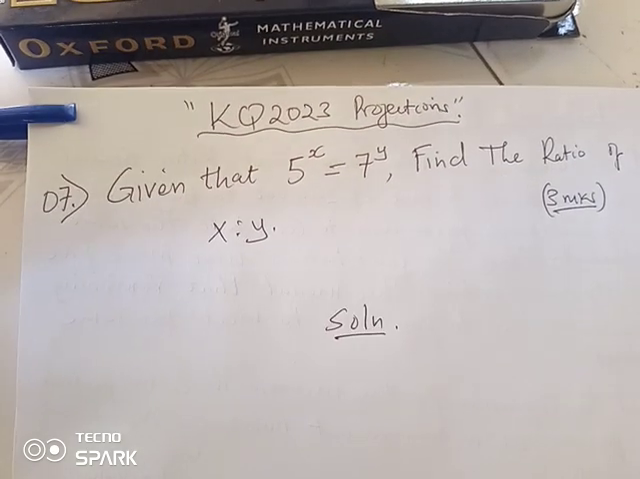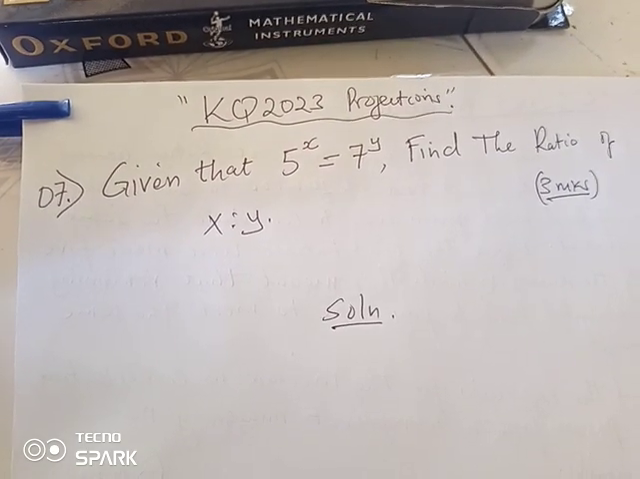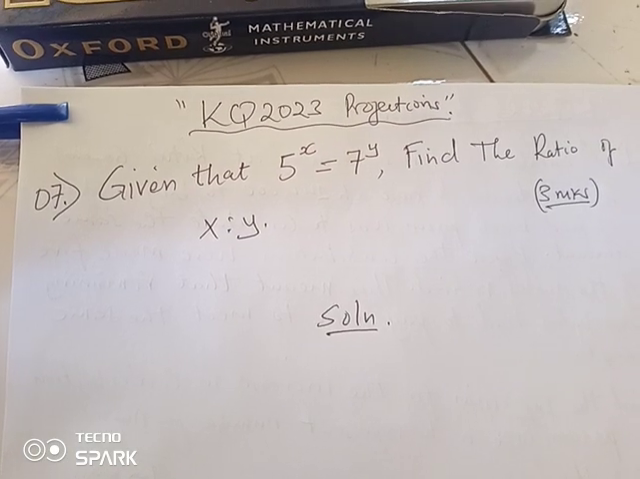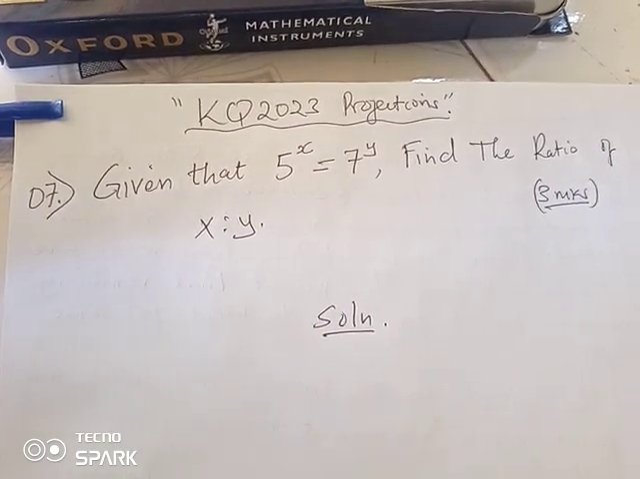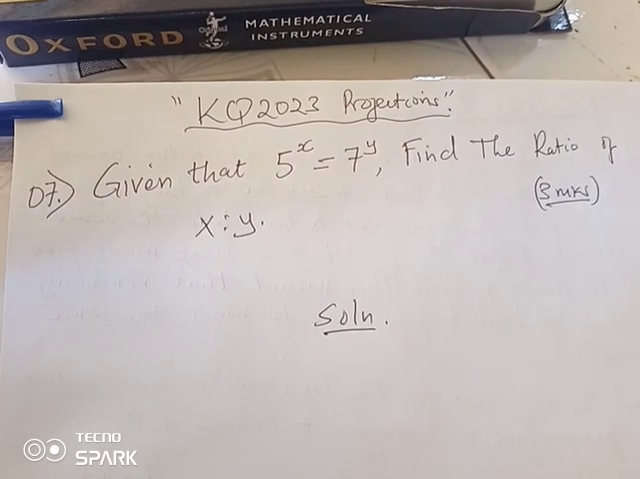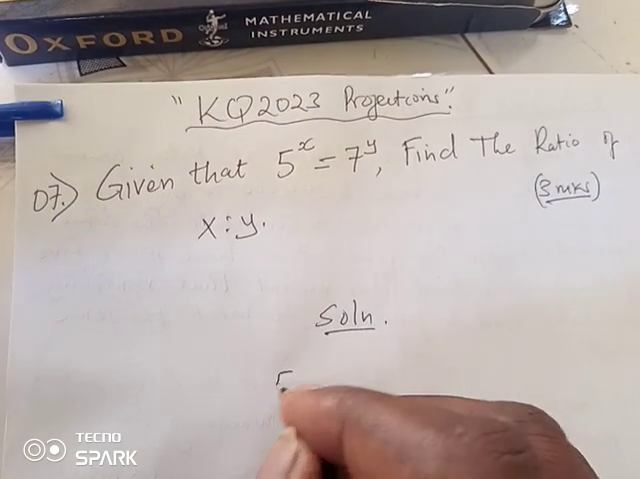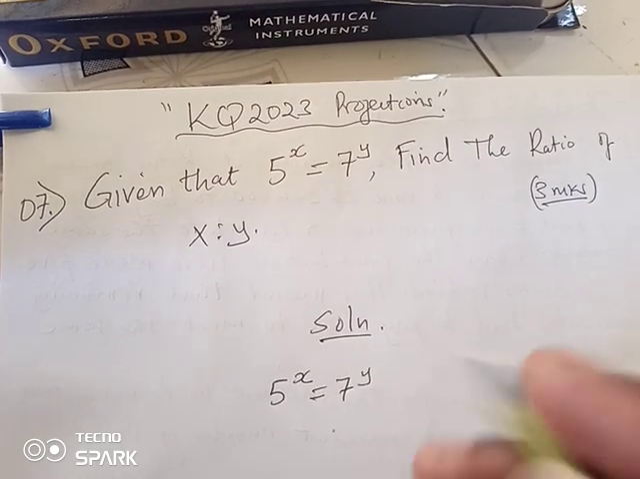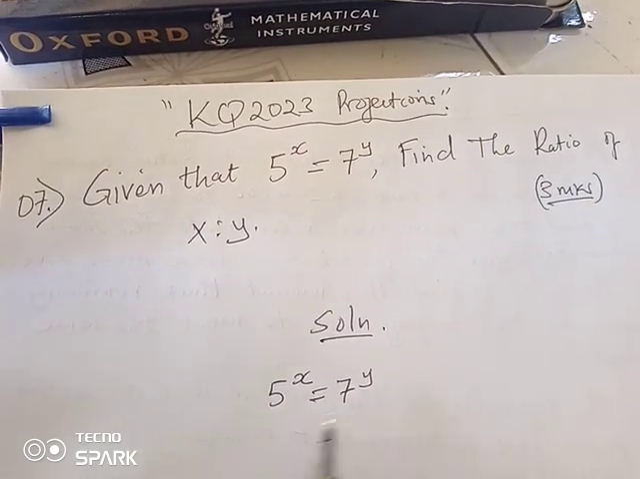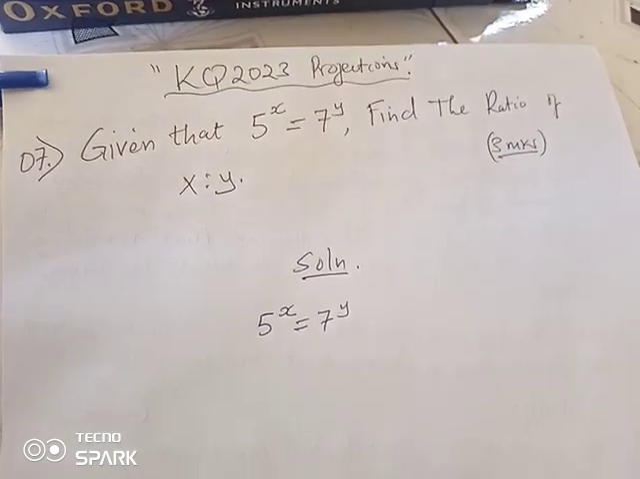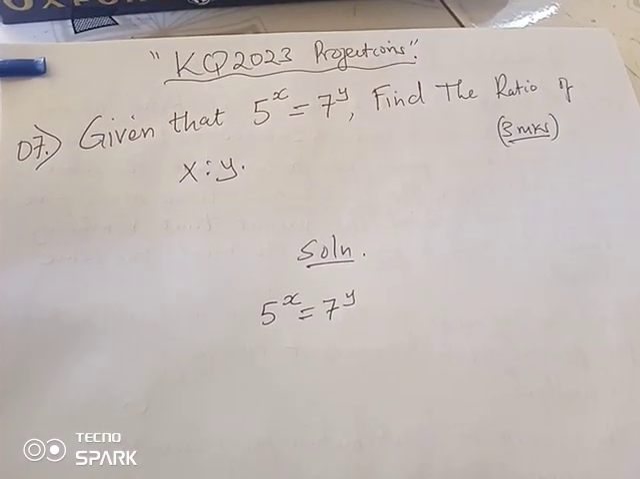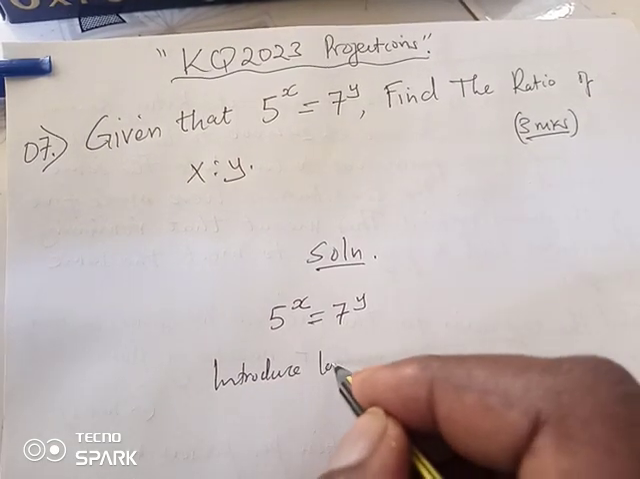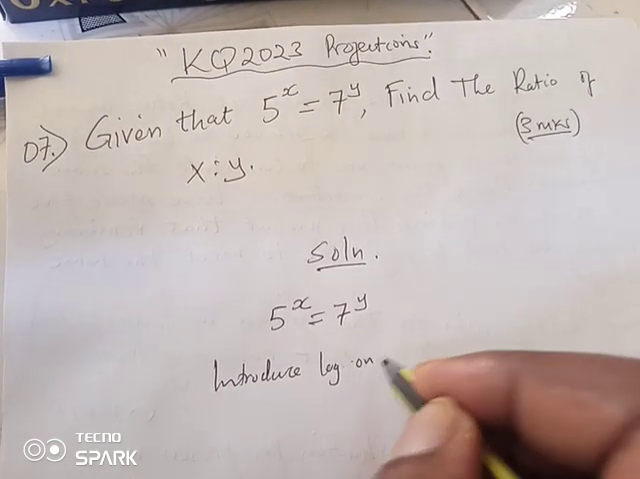So to my viewers and learners, please contextualize the information, digest, and critically think over it. So here, having 5 power x being equivalent to 7 power y, we can see the numbers themselves are of different bases. So we have to introduce log on both sides.